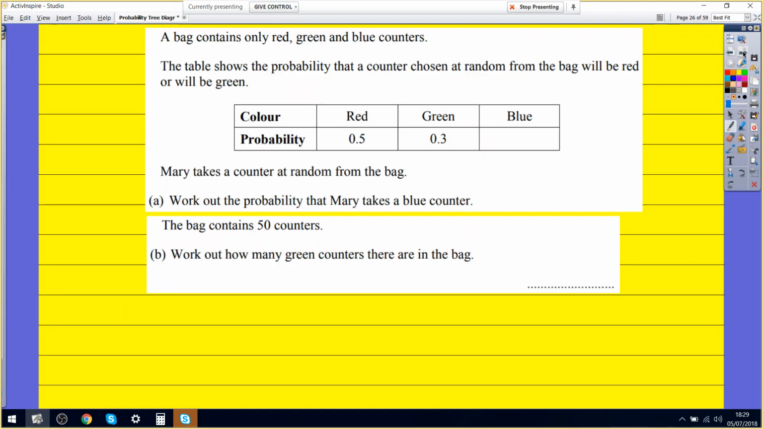So they use bigger numbers, but it's the same idea. How about these two questions? 0.2. Okay. And then 3. So there are 50 counters in total. 0.3 are green. And so you have to say how many are green. Any idea how you do that?